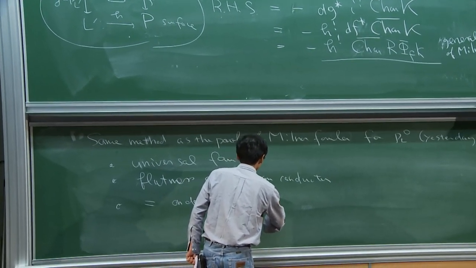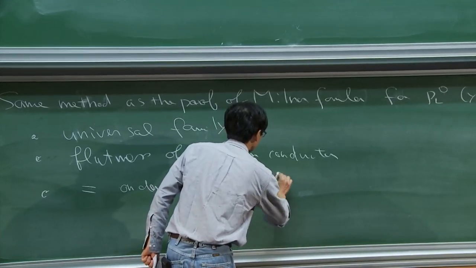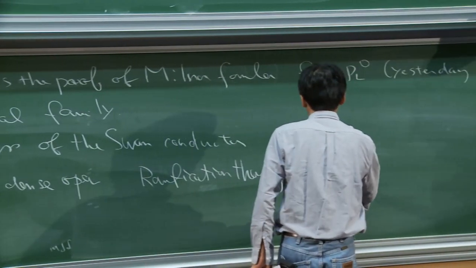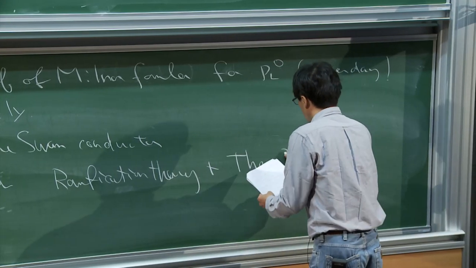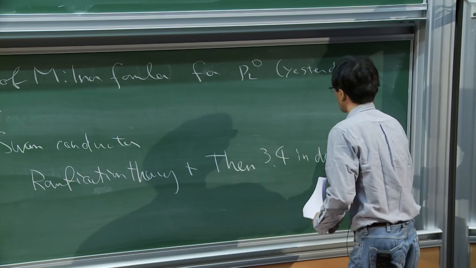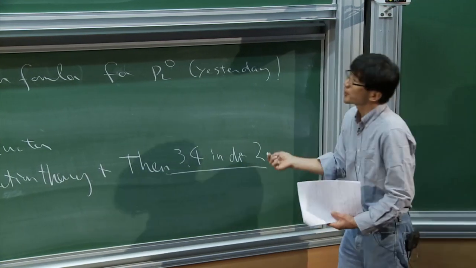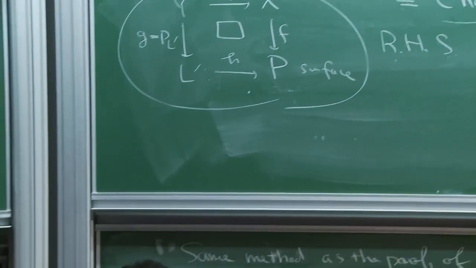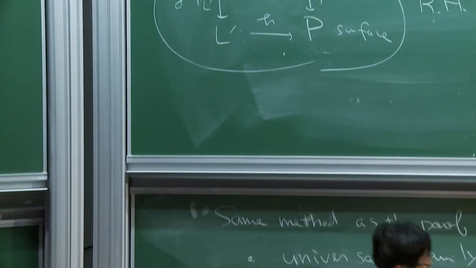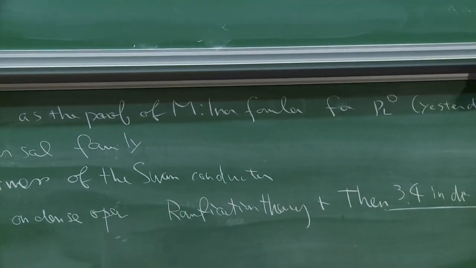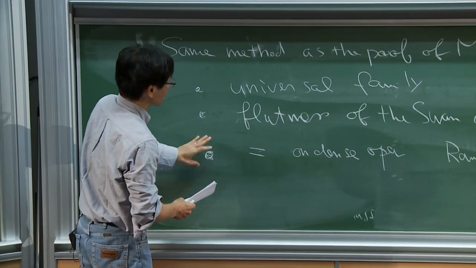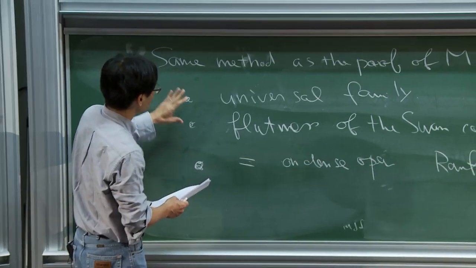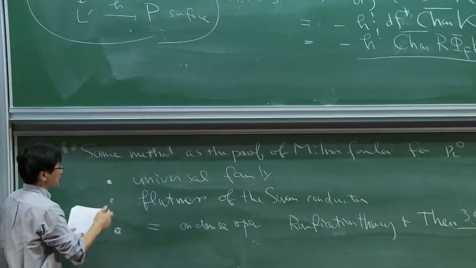So here we use ramification theory, plus the fact that we know theorem 3.4 in dimension 2. We can use the theorem in dimension 2 because here we are working on a surface. So this is the tool to reduce the problem to this situation. Okay, but this part is rather difficult, and this part is fairly similar to what we have seen yesterday. So I close by saying something on this point.